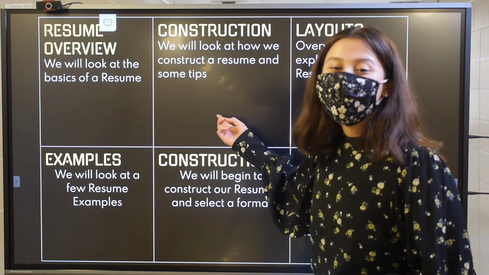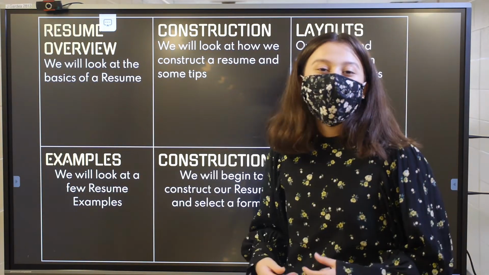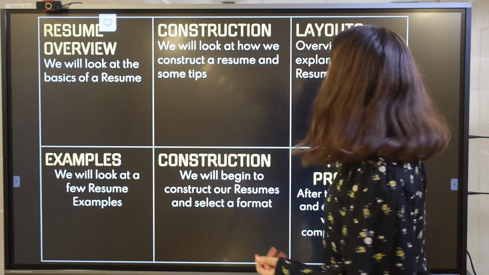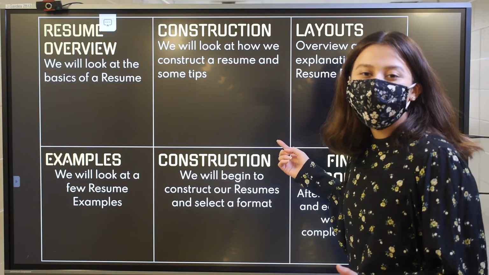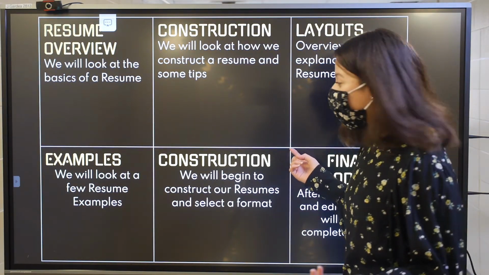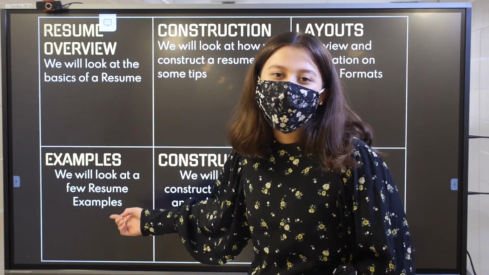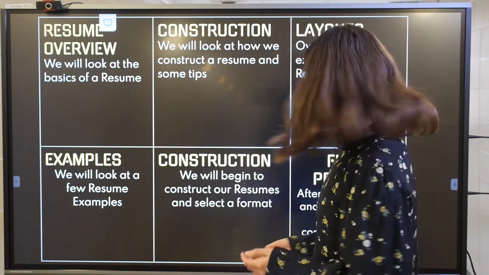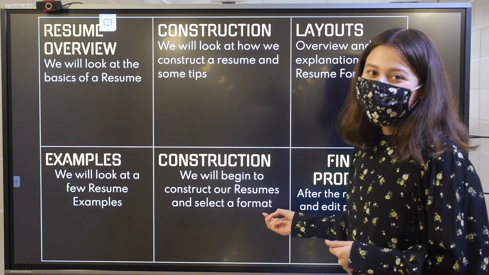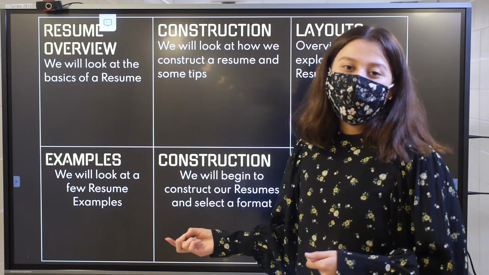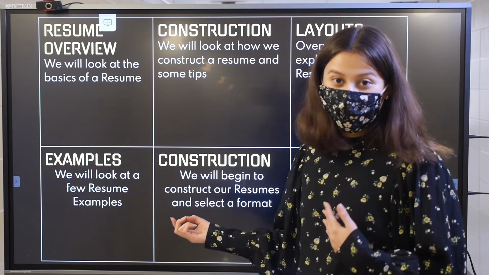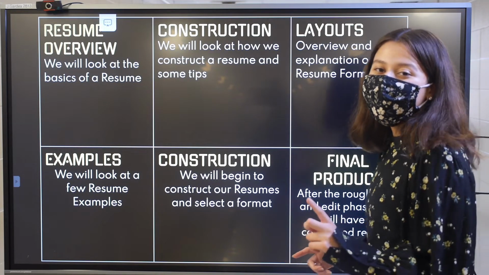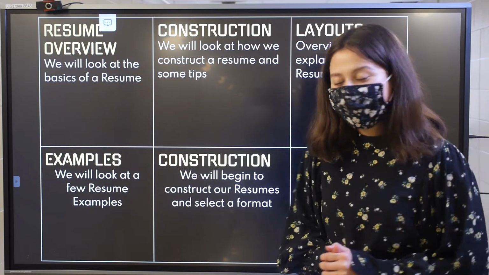Then we're going to go into construction, which involves giving you some tips and helpful hints on how to build your resume. Then we're going to go into a layout that explains the formats of resumes and which one best works for you. Then we're going to look at a few examples so that you can see side by side what your resume can have and what it needs to have. Then we're going to move into construction. We're going to look at formats and pick the resume that will best suit our needs. Then we're going to put it all together into one final product so that we can submit it to the job that we hope to apply for.